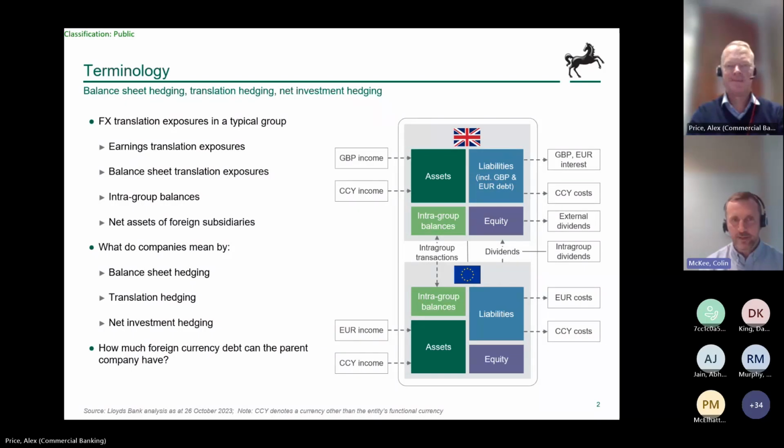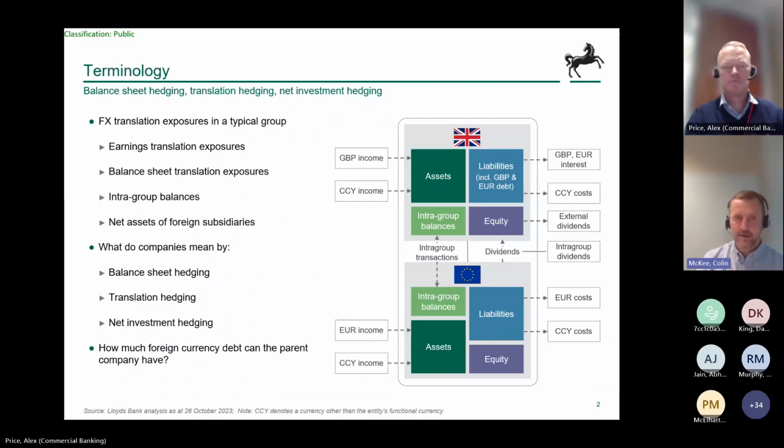Then we get on to earnings translation exposures. What do people mean when they talk about earnings translation? Well, the European sub in this example will be generating a net profit based on its inflows and outflows, if you want to think of it in those terms, in the P&L.